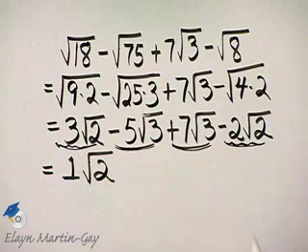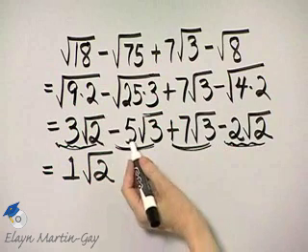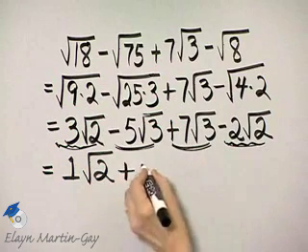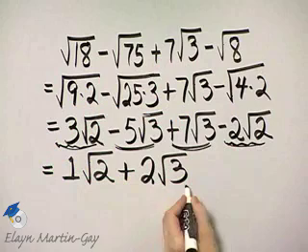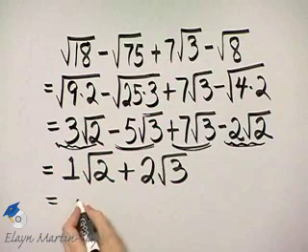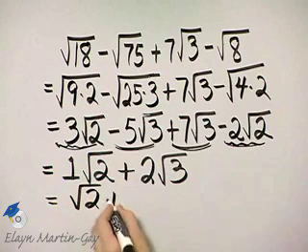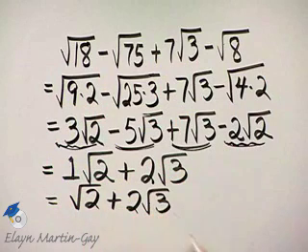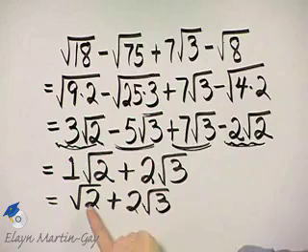Then these two are like radicals. I have negative 5 plus 7, that is 2 square root of 3. And by the way, if you'd like, you can write this as square root of 2 plus 2 square root of 3. I can go no further though because these are unlike radicals.